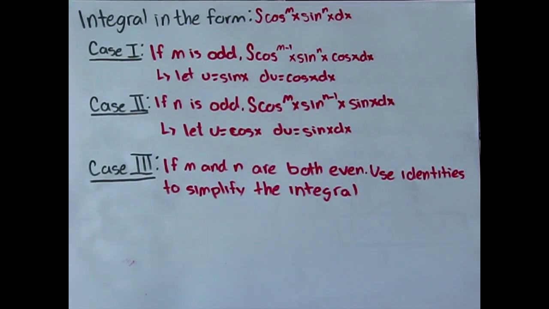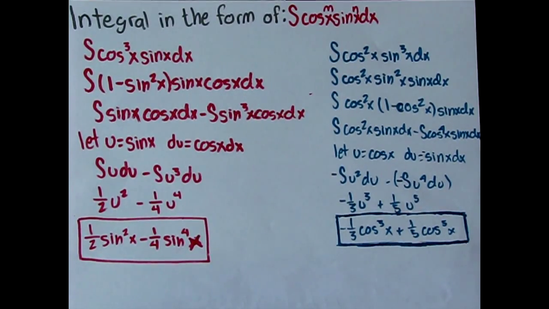So some examples are, let's say you have the integral of cosine cubed x sine x dx. You can tell that the cosine x has an odd degree, so you can factor out a cosine x, and so you can make it the integral of 1 minus sine squared x, due to the trig identities, sine x cosine x dx. And then from there, you can distribute the 1 minus sine squared x to make it the integral of sine x cosine x dx minus the integral of sine cubed x cosine x dx. Then remember to let u equal sine x and du equal cosine x dx, so you can simplify it to the integral of u du minus the integral of u cubed du.